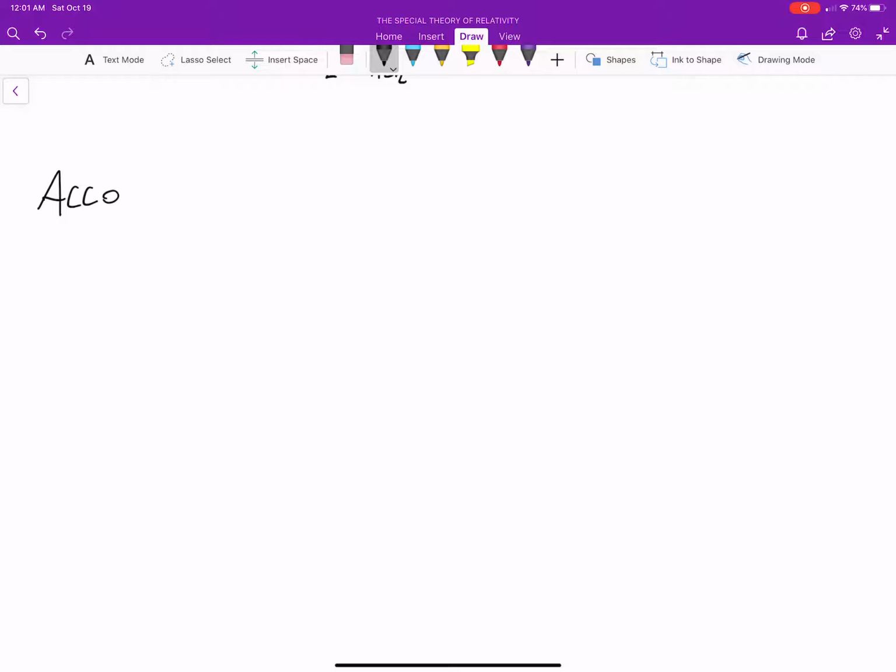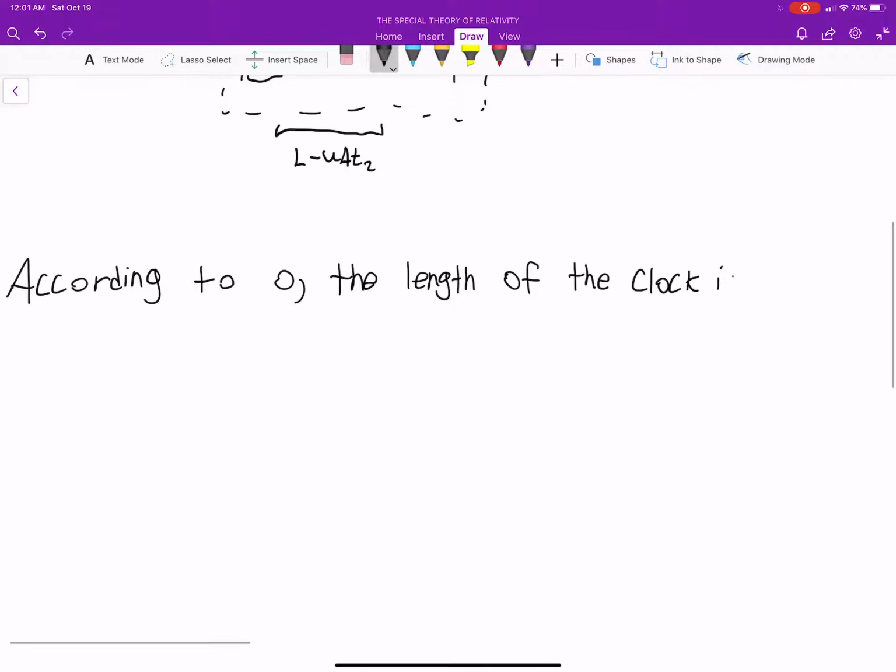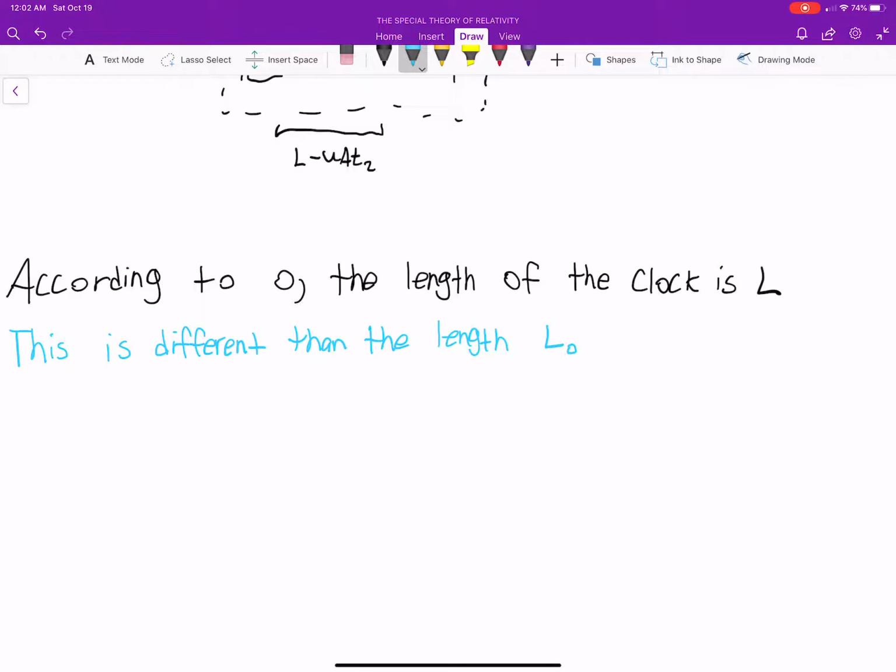According to O, the length of our little clock device, and by clock, that is from here to here, the length of the clock is a distance L. Now, what's important to note is that this is different than the length L naught, which is measured by O prime, who sees the clock at rest.